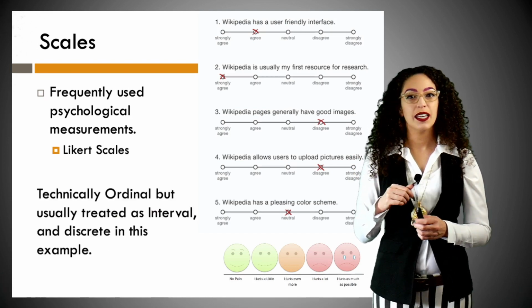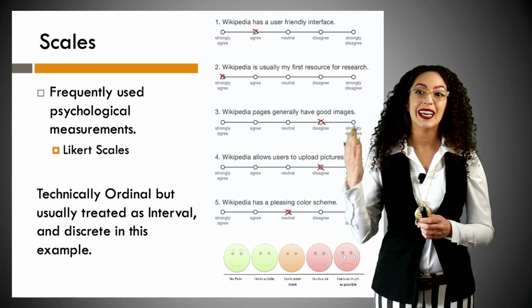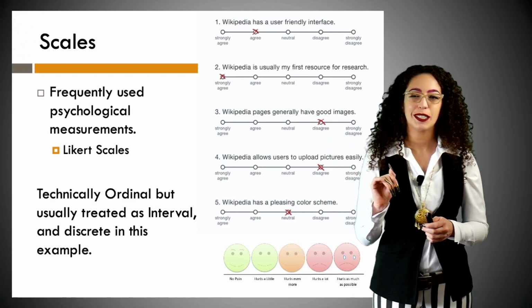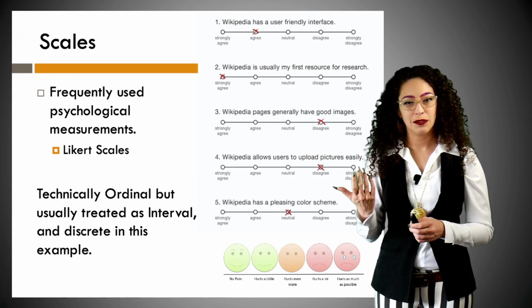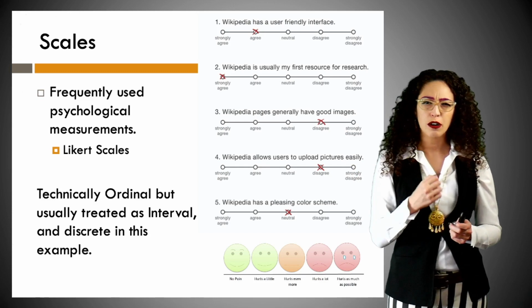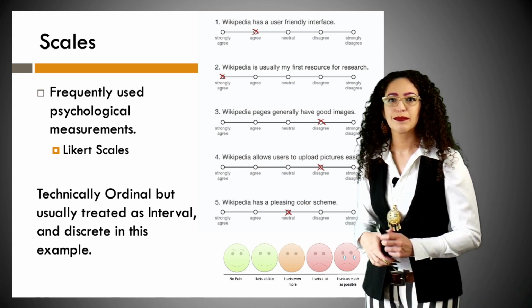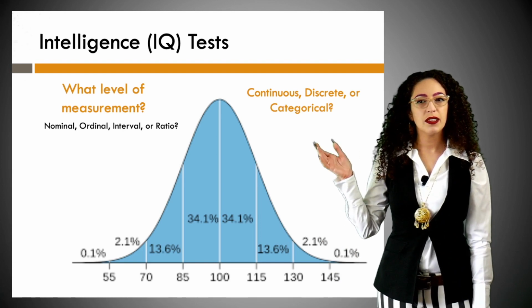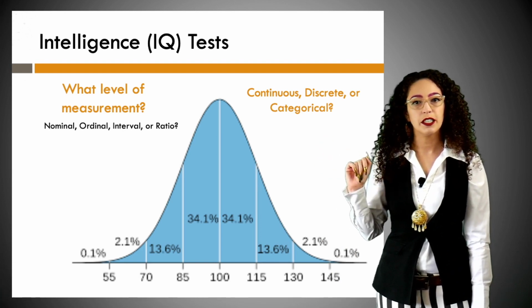In this case, you would answer interval, but technically it's ordinal. So for the sake of any quizzes or something like that, answer interval, because that's how scientists usually treat it. But you know in your heart of hearts, it's actually ordinal. About intelligence tests. We've already talked a little bit about this. What's the level of measurement? Nominal, ordinal, interval, or ratio?